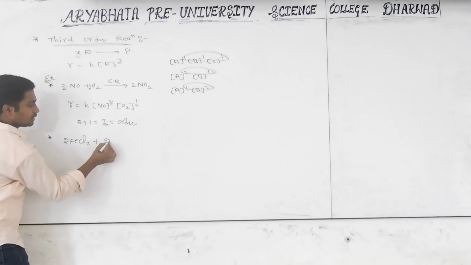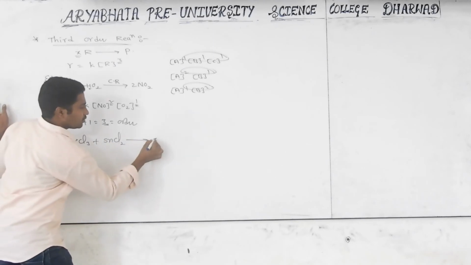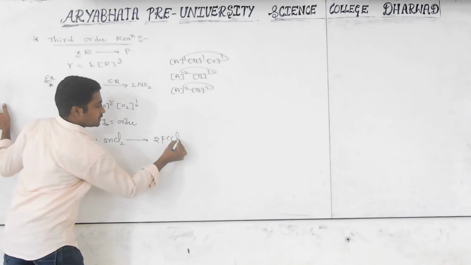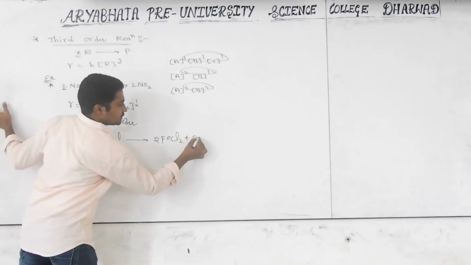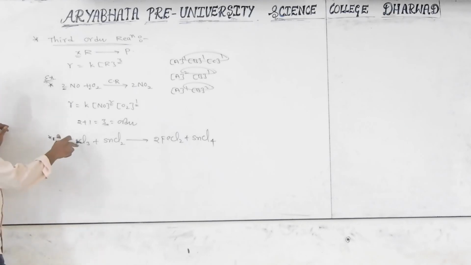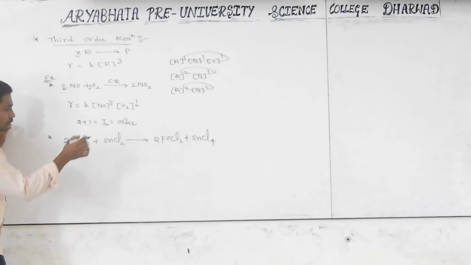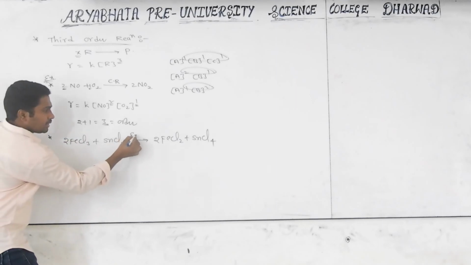2FeCl3 plus stannous chloride SnCl2 goes in the reaction, and we are getting 2FeCl2 plus SnCl4. Balance now, check it. Yes. 2 times 3 is 6 plus 2, 8, and 2 times 2 is 4 plus 4, 8 chlorine atoms. Okay, now I am telling you it is an elementary reaction.